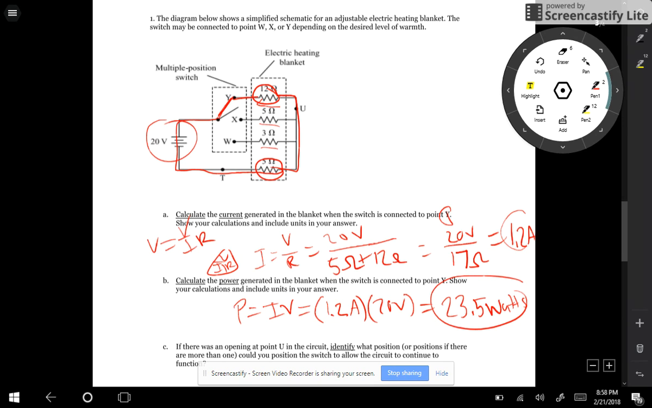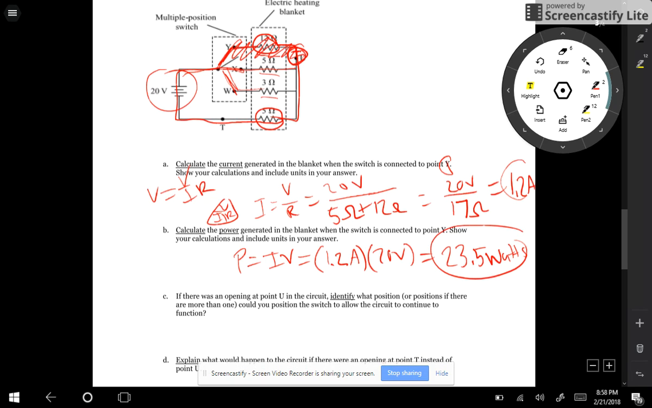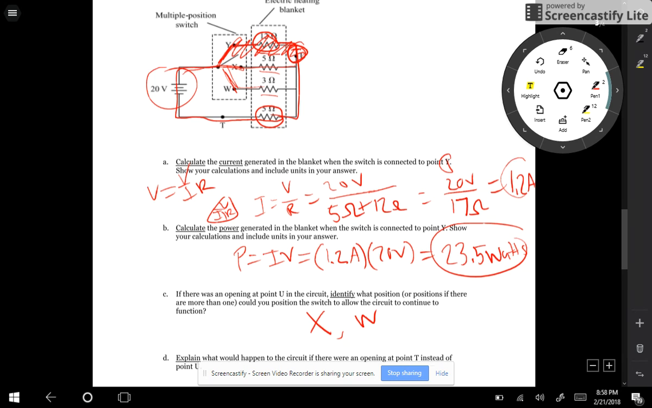Okay, if there's an open at point U, identify what position or positions the switch would allow. So if we have an open in here, the circuit's open, that would basically shut down this entire part. However, we could still have X and the switch connected at W still working, okay? Because this is a parallel circuit, so X and W would still work.